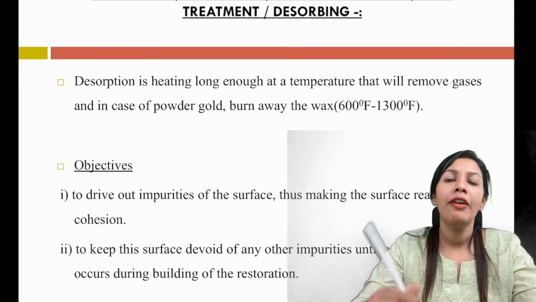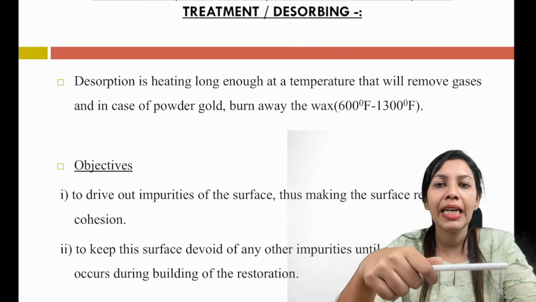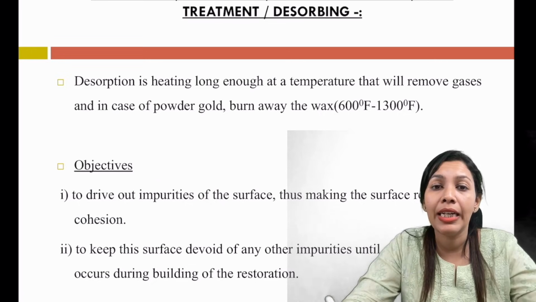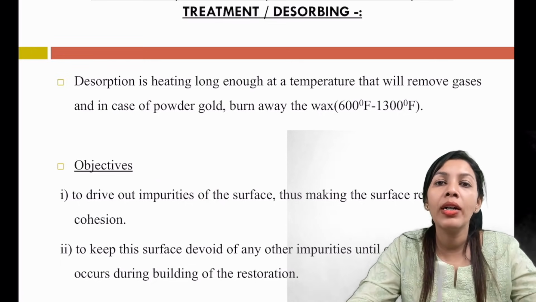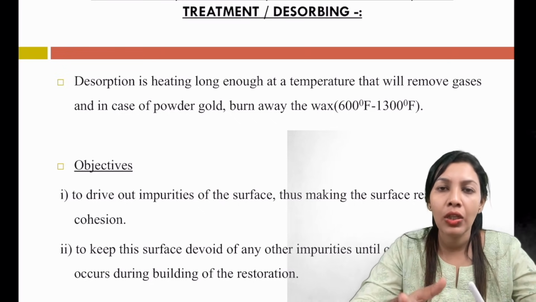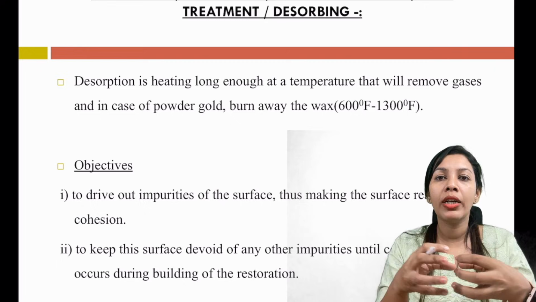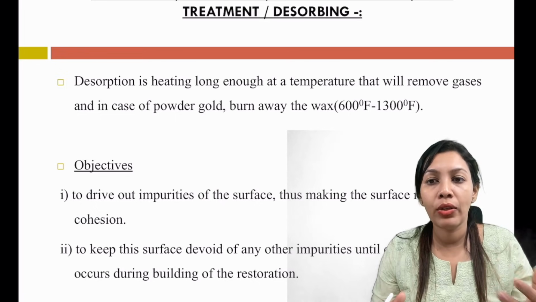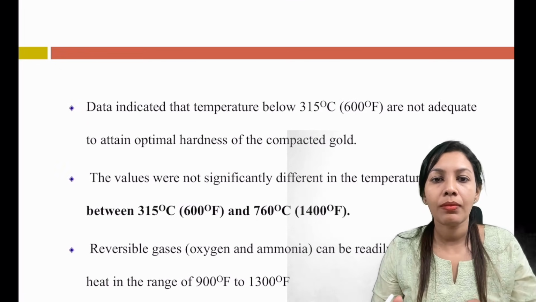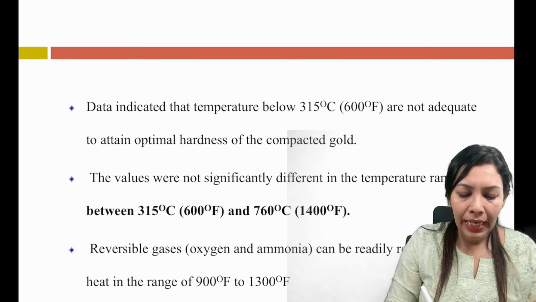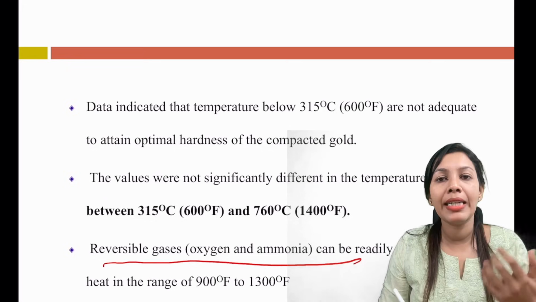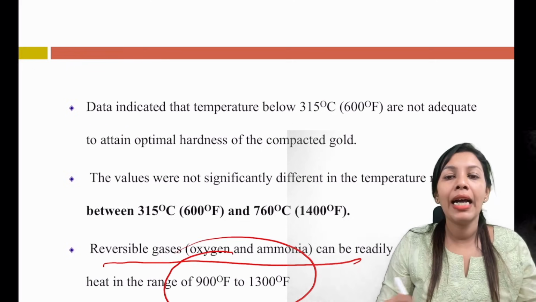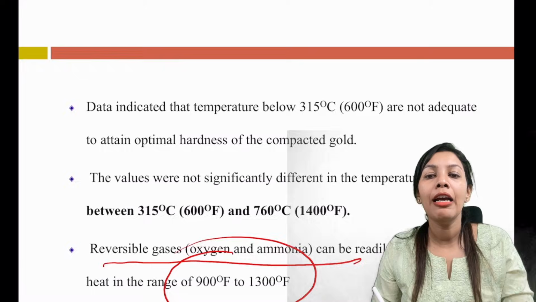What is that treatment? We take the gold and heat it at a temperature of about 600 to 1300 degrees Fahrenheit. This removes all the impurities from the gold surface so that when we join gold to gold, they adhere very easily. If voids are there, it will be difficult for them to adhere properly. Studies have shown that reversible gases like oxygen and ammonia are readily removed at a temperature range of 900 to 1300 degrees Fahrenheit.